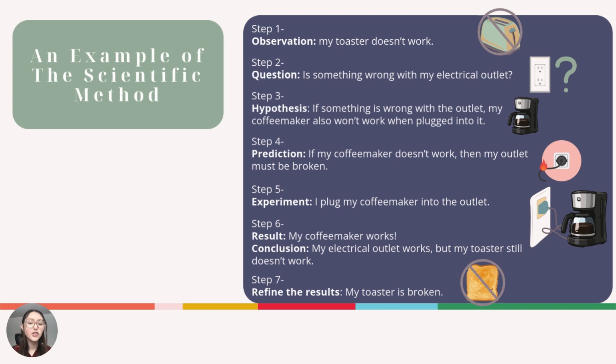In step 5, you'll do your actual experiment. I plug my coffee maker into the outlet. Step 6, you'll find your result and come to a conclusion. So your result would be that your coffee maker works. And your conclusion would be, my electrical outlet works, but my toaster still doesn't work. In step 7, you'll refine your results, and that would be that your toaster is broken.